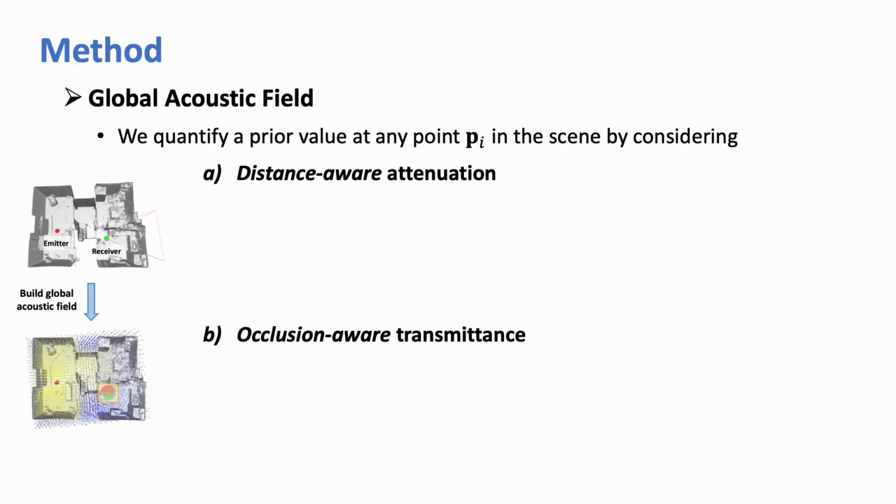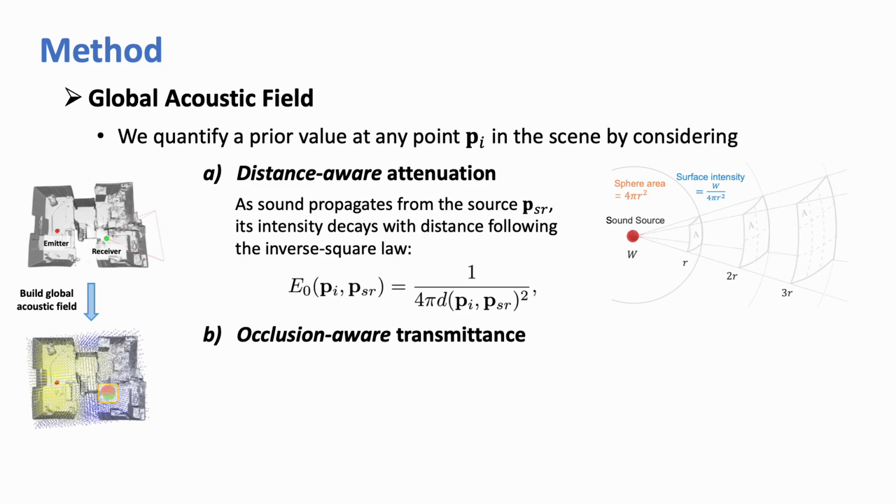Specifically, we derive a global prior for any point in the environment by considering two important factors: distance-aware attenuation and occlusion-aware transmittance. When sound propagates in free space, its intensity decreases as the propagation distance increases. As illustrated in the right figure, the energy emitted by the sound source spreads over an expanding spherical surface. When the travel distance doubles, the energy is distributed over 4 times the area, thus the intensity drops to 1/4. Inspired by this, we quantify the distance-aware prior following the inverse square law, where the value at each point is inversely proportional to the square of the distance from the sound source.